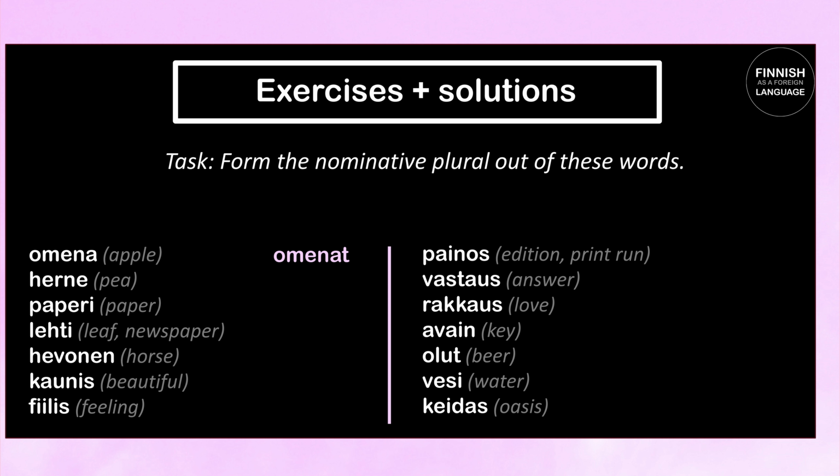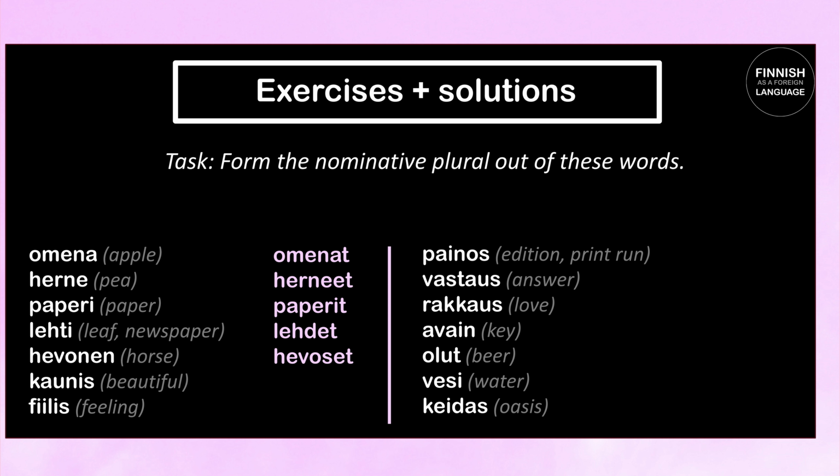Next one, herne means pea. The nominative plural is... Excellent, it's herneet. Next one, paperi, meaning paper. The nominative plural is... Awesome, yeah, it's paperit. Next one, lehti. Lehti. Do you know how to form it? Very nice, it's lehdet. Here we have the consonant gradation. T changes to D.